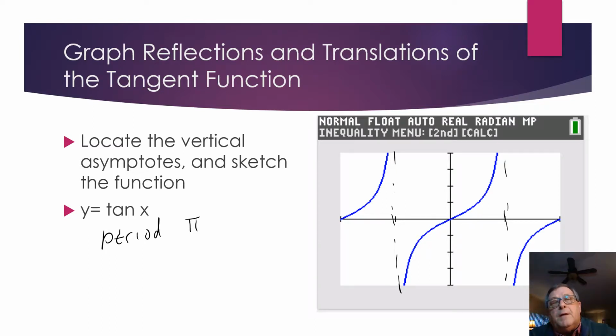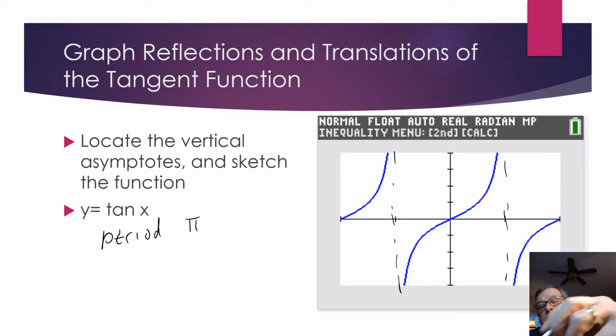Well, if you think about that unit circle, and if tangent is equal to y over x or sine over cosine, when we get to pi over 2 on the unit circle, sine is equal to 1 and cosine is equal to 0. And of course, we can't divide by 0. It's undefined. And so we have undefined points at negative pi over 2 and pi over 2.